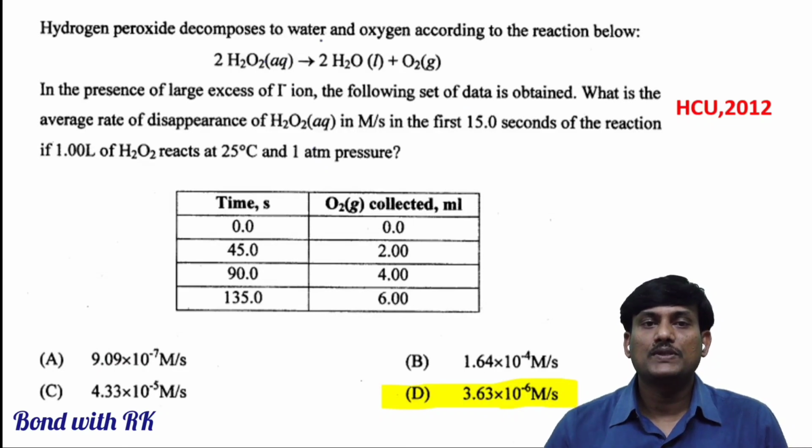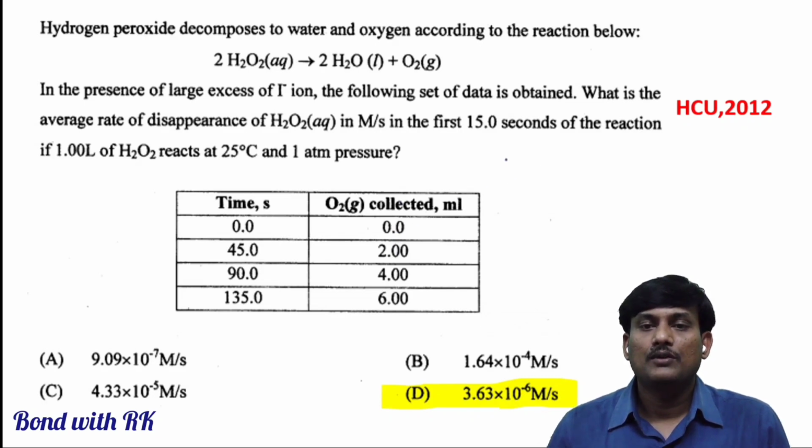Hydrogen peroxide decomposes to water and oxygen according to the reaction below. In the presence of a large excess of I minus ion, the following set of data is obtained. What is the average rate of disappearance of H2O2 in molar per second in the first 15 seconds of the reaction, if 1 liter of H2O2 reacts at 25 degrees centigrade and 1 atmospheric pressure? Here time is given and the amount of O2 collected in ml is given. For each 45 seconds time interval, there is an increase of 2 ml of oxygen.